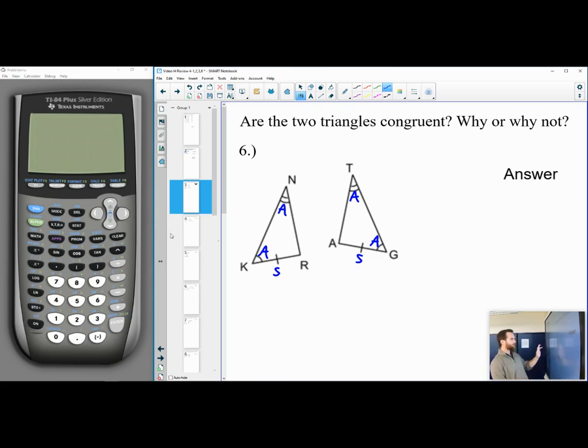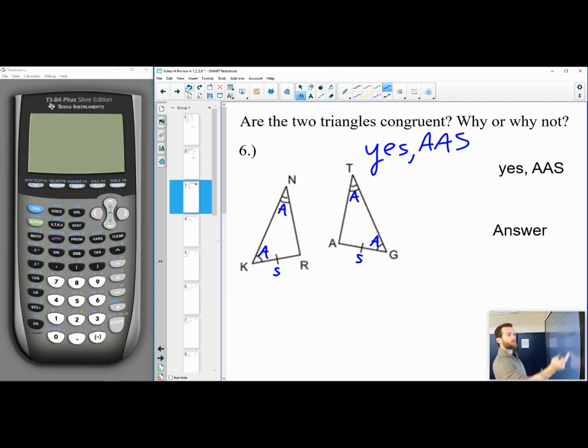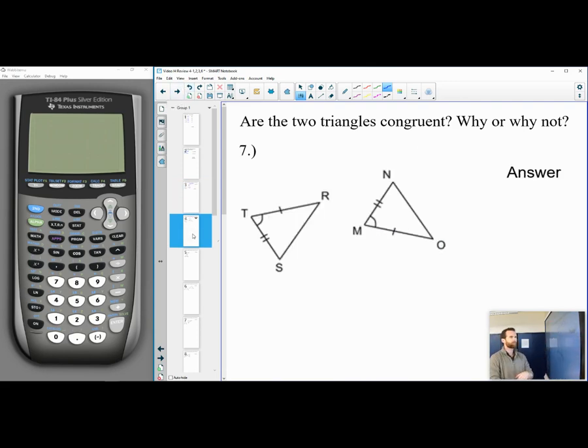So we have two angles and a side that's not in between them. So then this one would be angle, angle, side. And then this one would also be angle, angle, side. Two angles with the side that's not in between them. So the answer is yes by angle, angle, side, because angle, angle, side is one of the patterns that works. And that's what we got in the answer key as well. Okay, let's take a look at number seven.